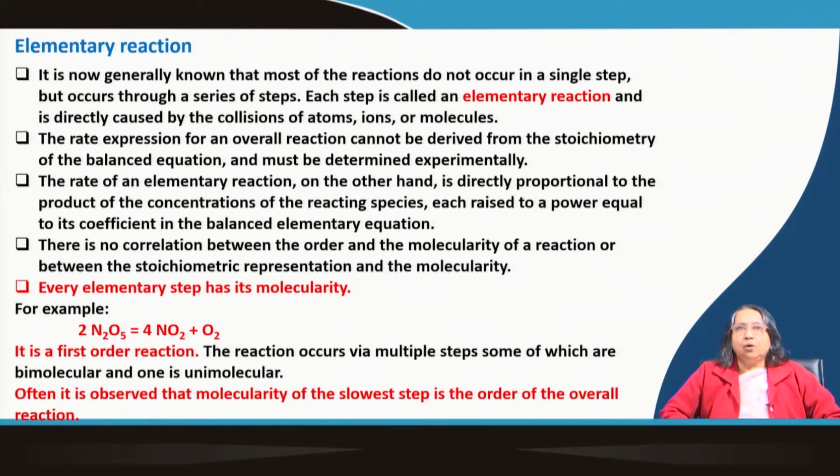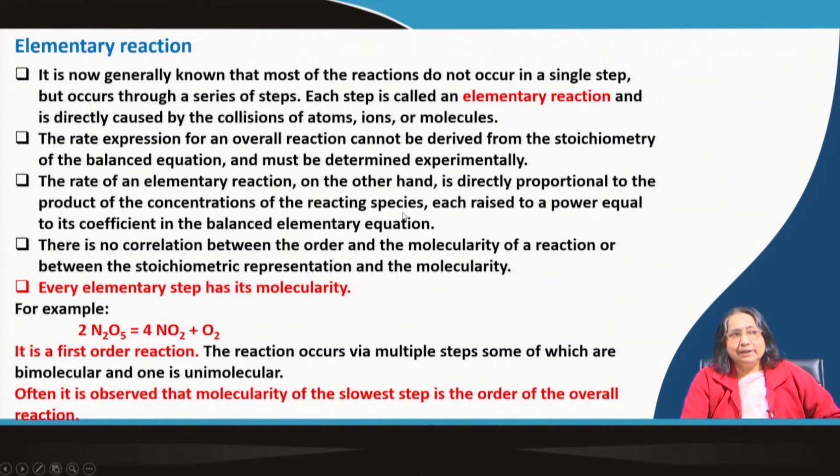That is why order is important, and to know the order we have to do the experiment. The rate of an elementary reaction, on the other hand: elementary reaction means each step, because one reaction can occur in several steps, so 2, 3, 4 or 5 steps. Each step is called an elementary reaction, and its rate is directly proportional to the product of the concentrations of the reacting species.